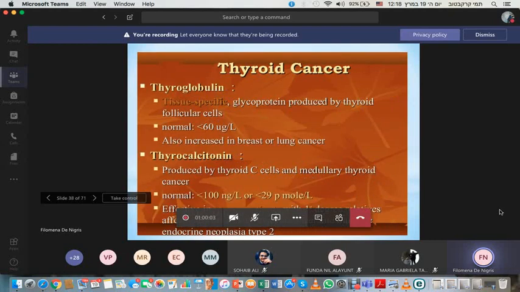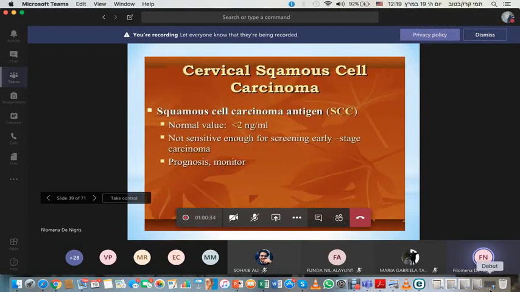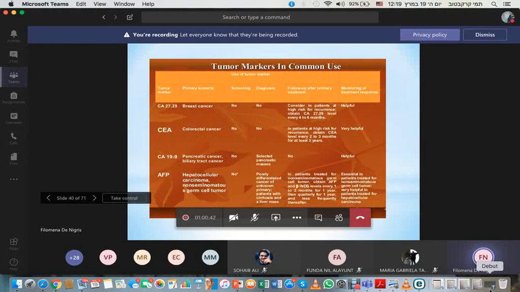For thyroid cancer, as we told before, of course we ask for a specific thyroid tumor marker that is expressed at a higher level when we observe a tumor, but it's not enough. Of course, we have to perform a biopsy and analyze exactly the histology of the tumor with specific markers. Also, squamous cell carcinoma antigen is very important for prognosis and staging.